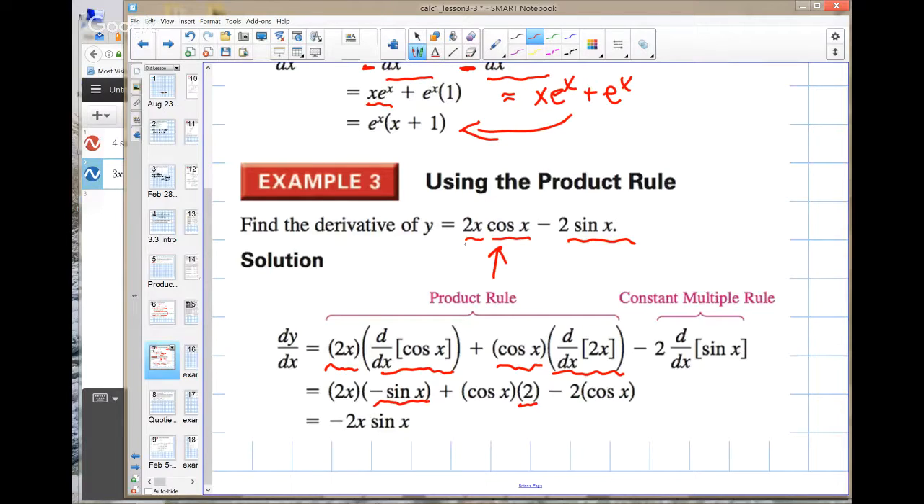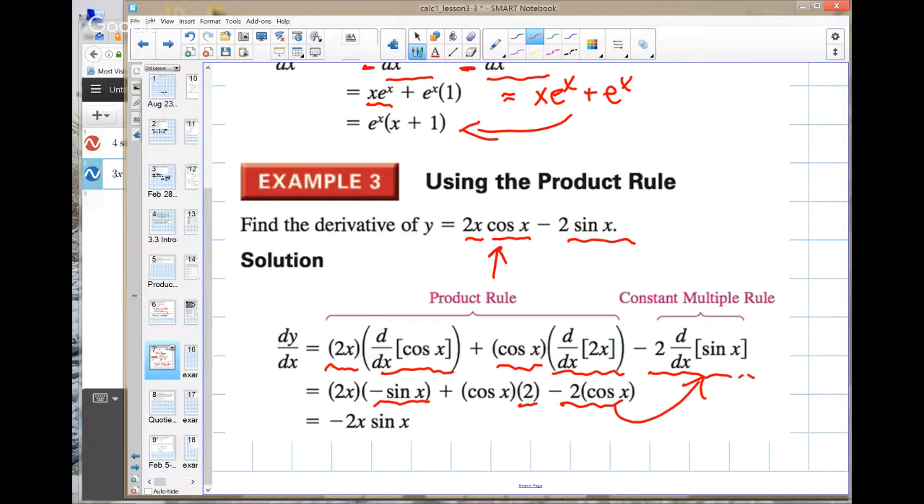And then eventually we have to get to this. How do you take the derivative of that? Well, the derivative of the sine is the cosine of x. So negative 2 times the cosine of x. This one comes from our non-product rule portion.